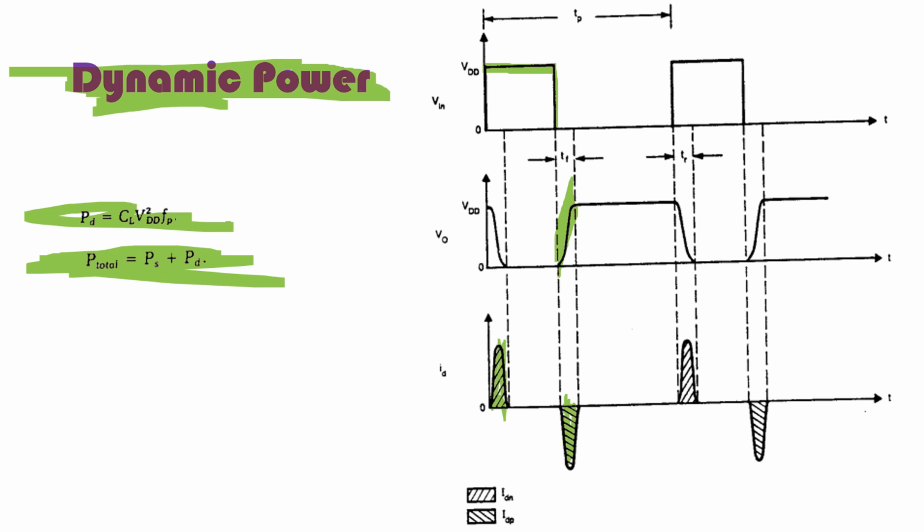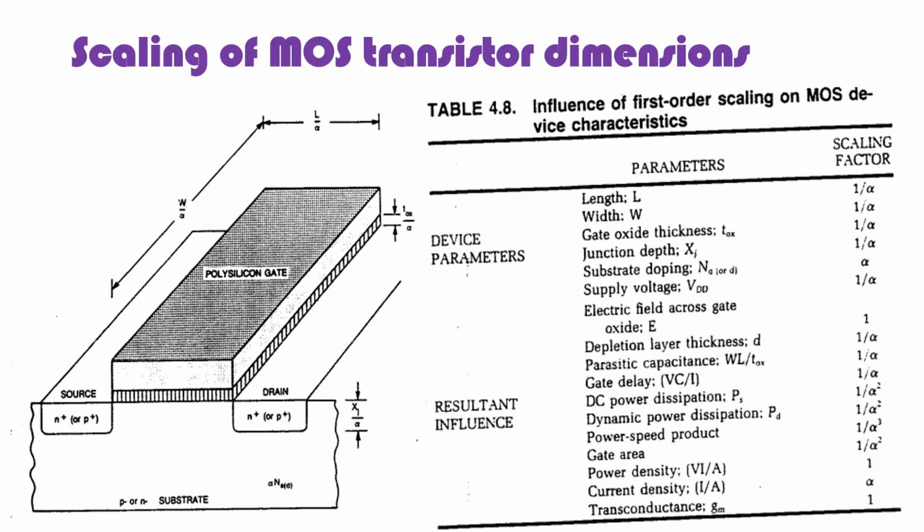So dynamic power is very large compared to static power. Next is scaling of MOS transistor dimensions. What is scaling? Scaling is reduction in size, reduction in length or reduction in width or reduction in these parameters, gate oxide thickness, reduction in supply voltage. So basically scaling means reduction, with respect to all these parameters which are listed here.